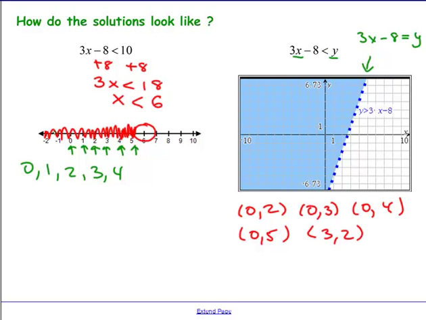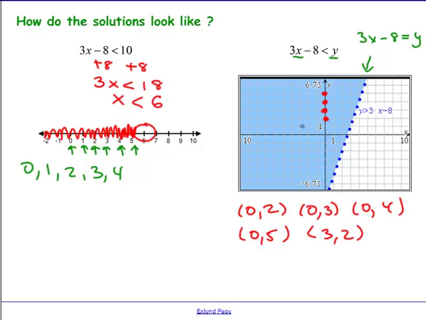Just like here, I'm shading in the part where the solutions lie. I'm going to shade this entire half of the coordinate plane to show that all the points in here are actually solutions. So here is my 0, 2. Just kidding. 0, 2, 0 is the x, 2 is the y. Here's my 0, 3, here's my 0, 4, here's my 0, 5.